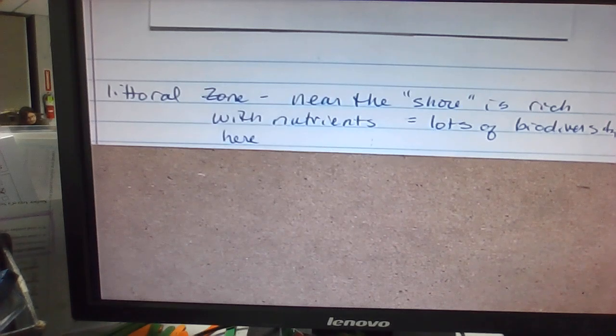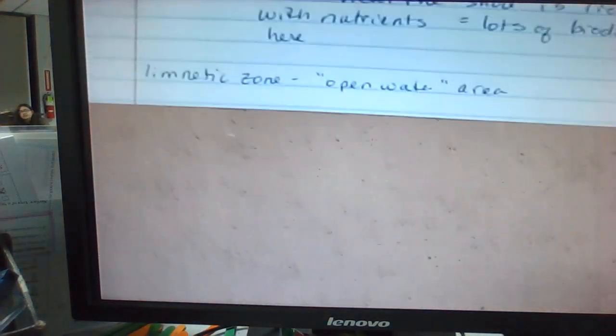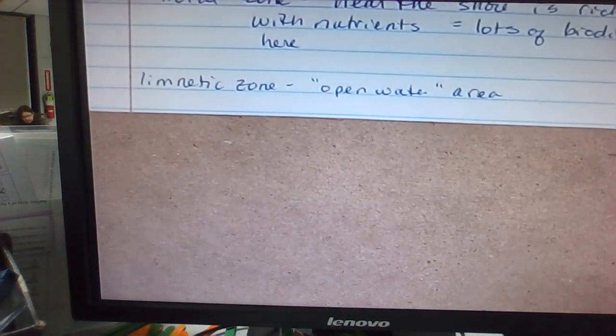Lots of nutrients means lots of food for different types of critters. So we've got lots of biodiversity, lots of diversity of life. All right. The limnetic zone is the open water area. So basically smack dab in the middle of your body of water. The limnetic zone is the area of open water.